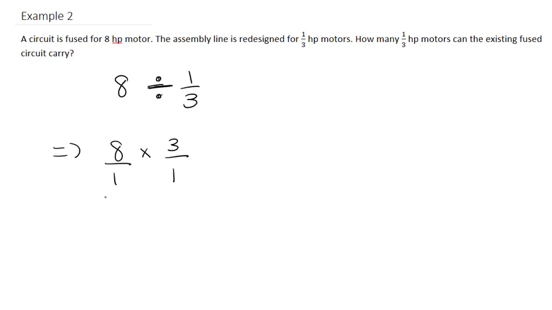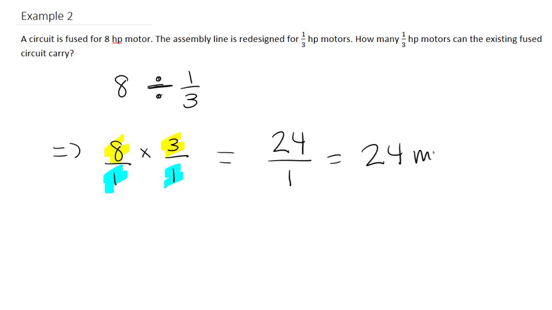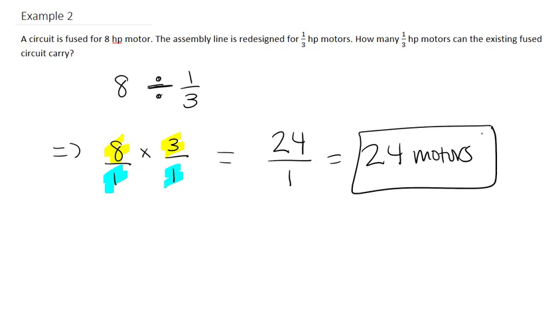So now we have 2 fractions being multiplied. So we multiply the top together, and then we multiply the bottom together. So 8 times 3 is equal to 24. 1 times 1 is 1. So we're left with just 24 motors for this. Now let's do another example.